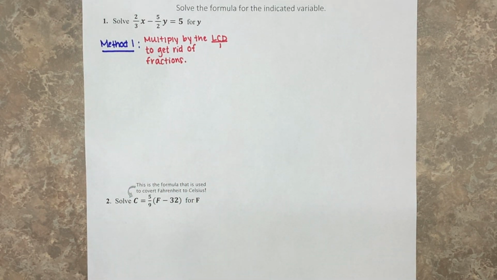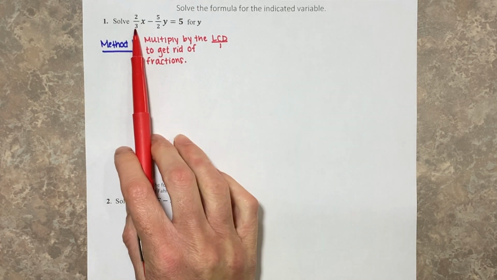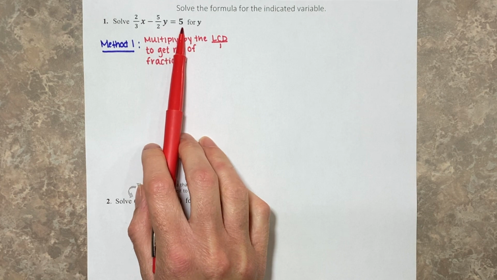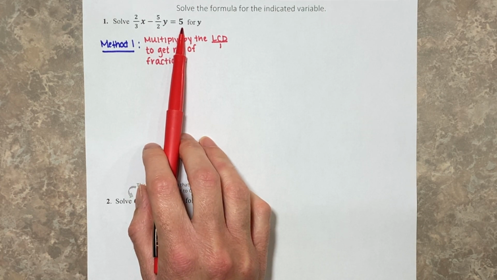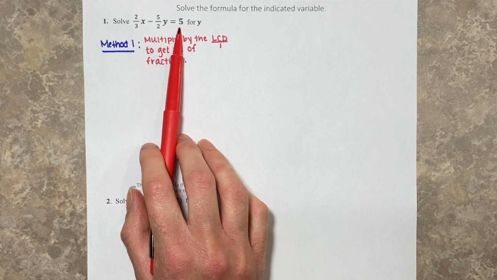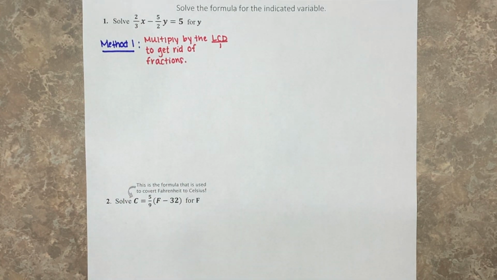So to start, let's identify the least common denominator. The denominators here are 3, 2, and the implied denominator here is a 1. So the least common denominator, in other words, the number that 3, 2, and 1 all multiply into, would be 6. So let's go ahead and multiply each term by the LCD over 1, or 6 over 1.